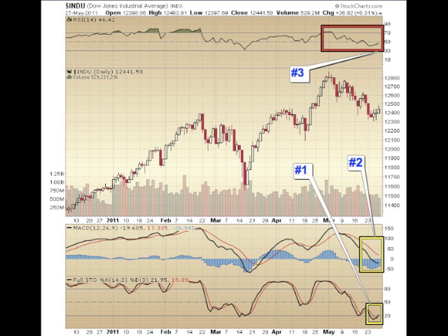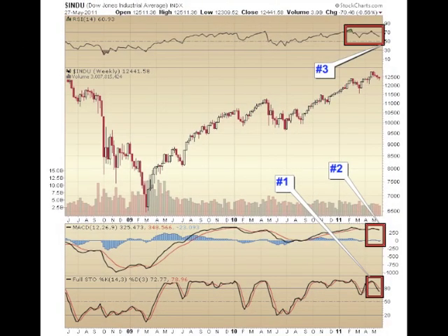Up top, 0.3, the relative strength index. It may be bouncing off of some support, but we're still in a downtrend, so we gave it a red mark. And on the weekly chart, things still continue to look bad here.